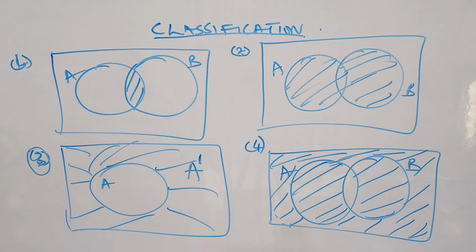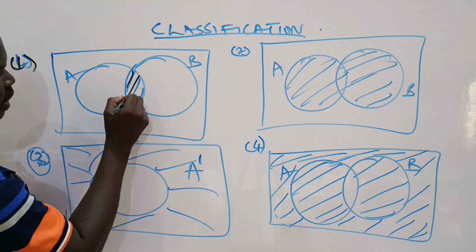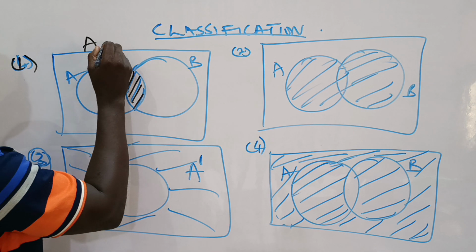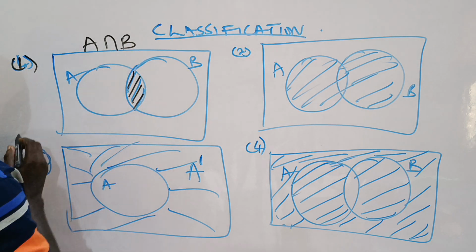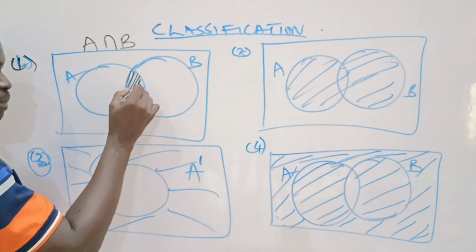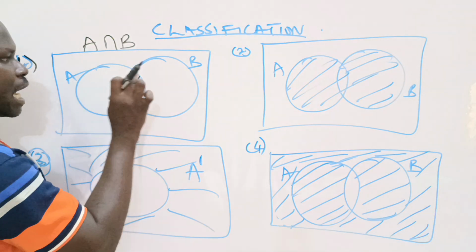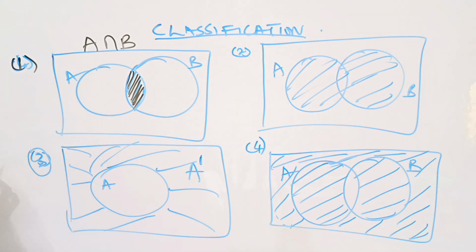In the first one, the shaded portion simply means what we have here. This is the first one. The shaded portion that we have here simply means A intersection B. That is where the elements that are common between A and B are shaded. That is the meaning of what we have.